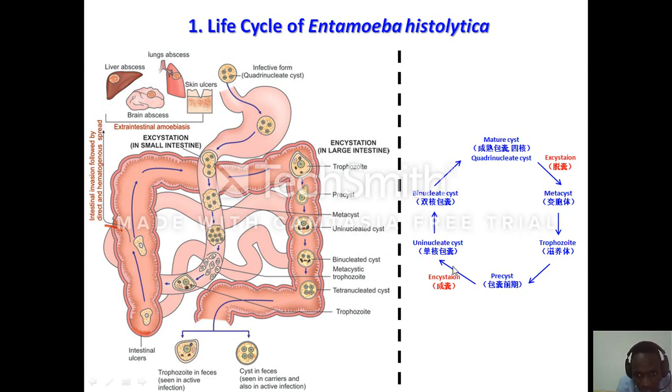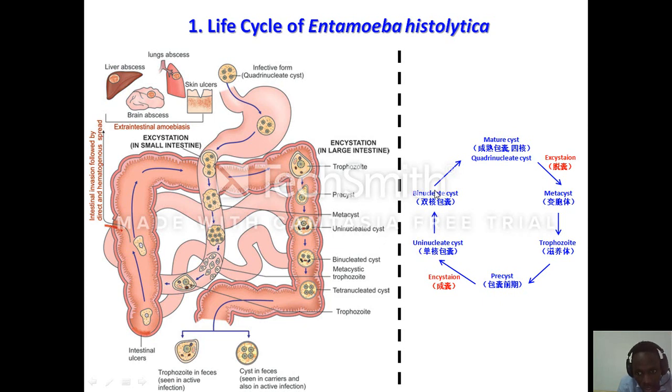Gain the cystic stage back. That's what we talked about here. That's why we said precyst, before cyst. Now encystation goes on, and then it gains one nucleus to become a uninucleated cyst. That's the life cycle here.